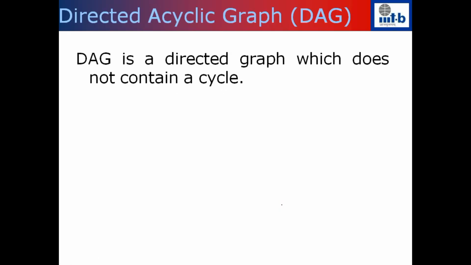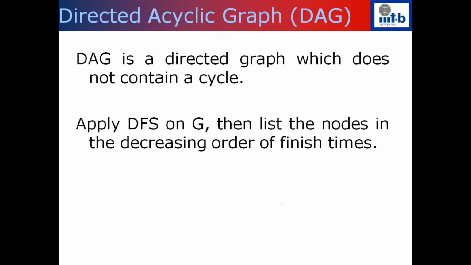In short, DAG. A directed acyclic graph is a directed graph which doesn't contain a cycle. So for short, we will call it a DAG. So we take a graph G and then list all the nodes in the descending order of their finish times. So given a graph, you apply DFS, you can find the discovery time and finish times. So once you do that, list all the vertices in the decreasing order of finish times.